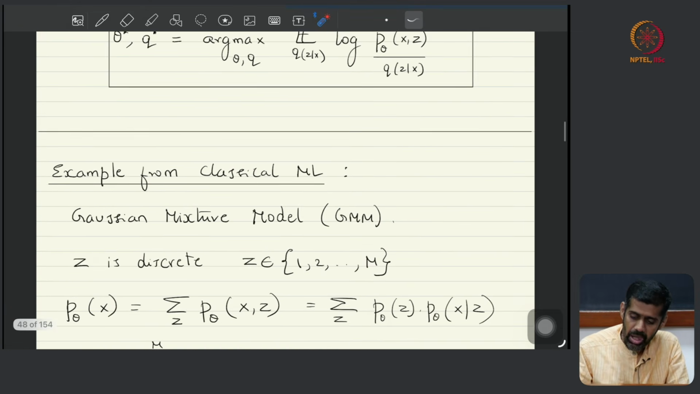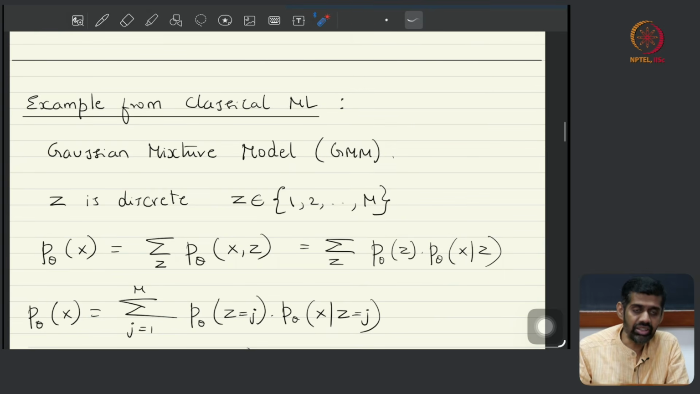Let us quickly run through an example of this from classical machine learning, assuming that all of you know this already. I do this to set a context for what we do later. If we understand this well, then we will appreciate why people had to move away from this and come up with neural models to solve these kinds of problems.